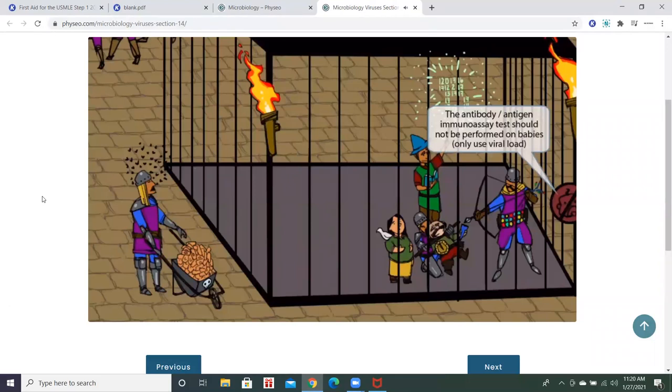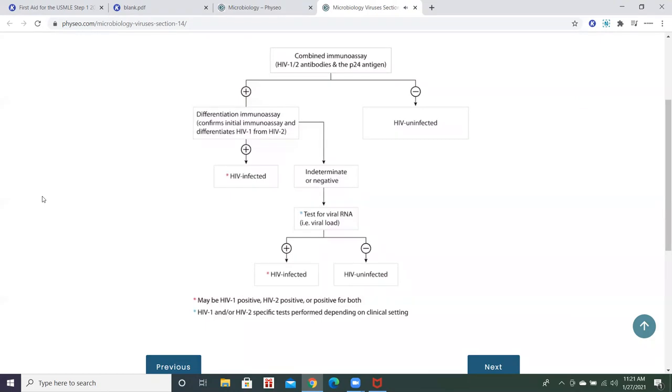Next, notice that we've shown a baby sign on the outside of the cell that's crossed out. I guess the soldiers don't allow babies inside of the cell. At least they have some walls, right? In any case, this is here next to the guard that represents the antibody and antigen testing to help you remember that this immunoassay test should not be performed when diagnosing a baby. This is because the mother can transfer HIV antibodies to the baby, making the test unreliable. Therefore, only the viral load test should be used on babies. So again, here's the diagram for your review.